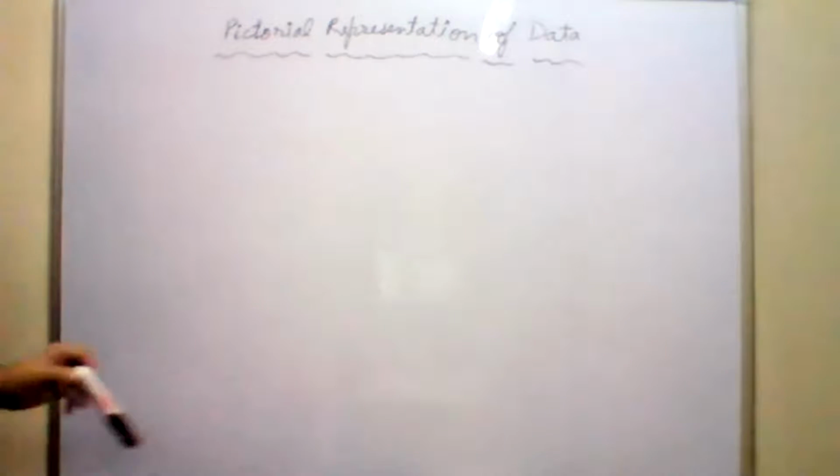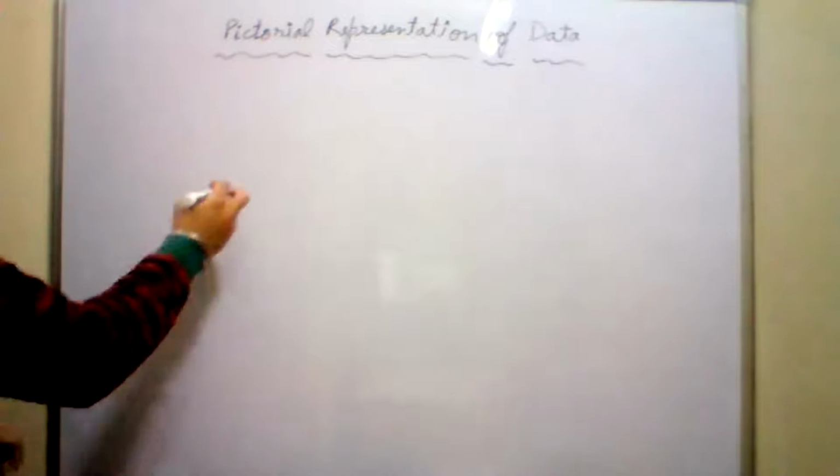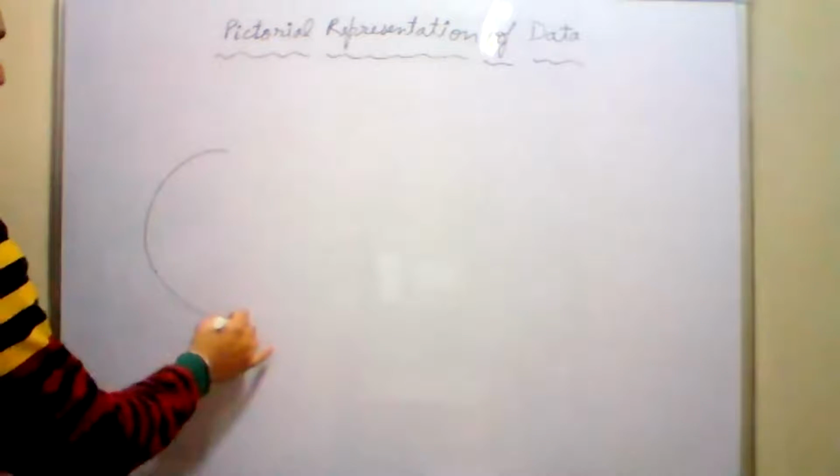Sir, I didn't understand the concept of radii and diameter in math, the chapter circles. Can you tell me? You want to ask about radius and diameter in a circle. So you want to ask the relation. What is the relation between radius and diameter?